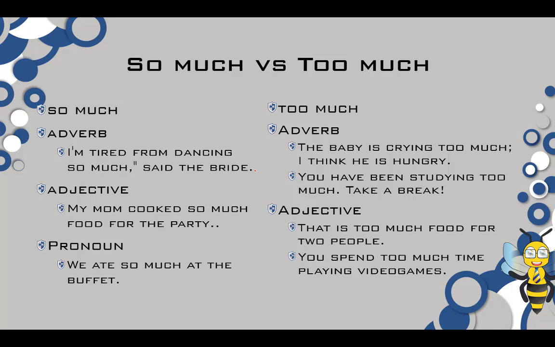It can also be used as an adjective. For example, my mom cooked so much food for the party. And with too much, we will say something like, that is too much food for two people. Or, you spent too much time playing video games. Finally, we can also use so much as a pronoun, like, we ate so much at the buffet.